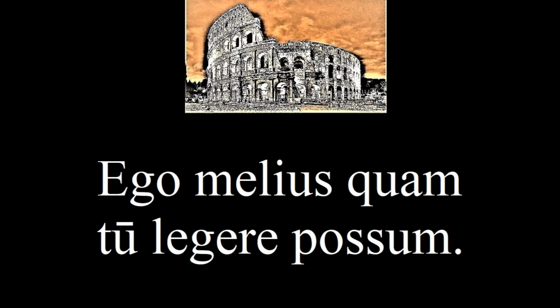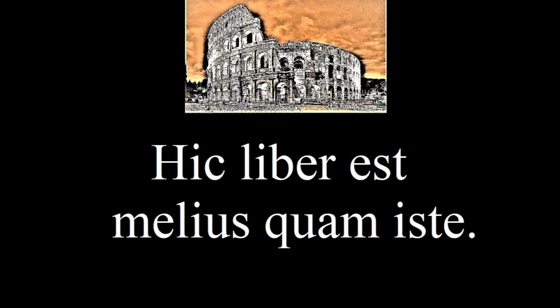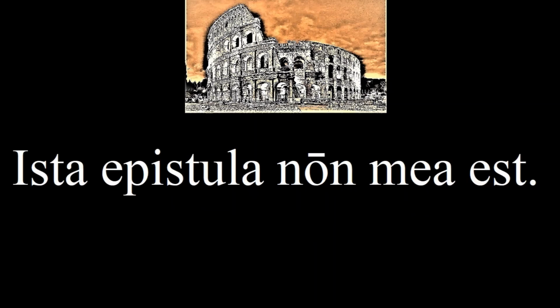And try to guess the last word in the next sentence. Hic liber est melius quam iste. This book is better than that one. We use hic and haec to refer to things near us, and iste and ista to refer to things near the listener. Similar to this and that, but a little different as we'll see later. Concentrating on the genders, try to say now, that letter isn't mine. Ista epistula non mea est.